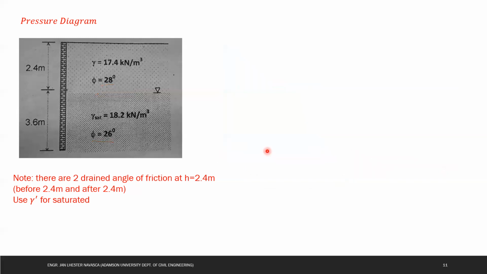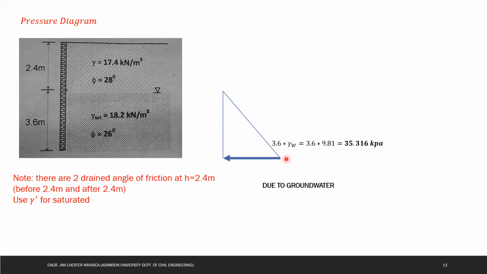Now, due to the groundwater, or due to the water, the start of our water is here. So this is zero pressure, increasing at gamma H, which is 3.6 times gamma of water, 9.81. Therefore, due to groundwater, you have this 35.316. There is nothing else, since there is no cohesion and no surcharge load. So this is the only lateral pressure influencing our retaining wall.